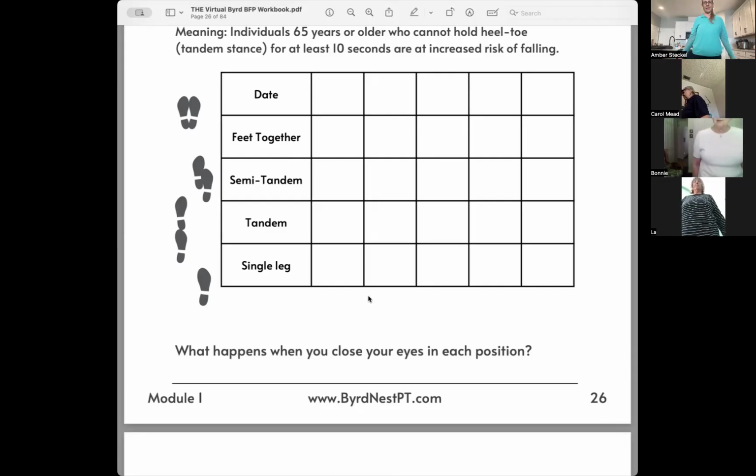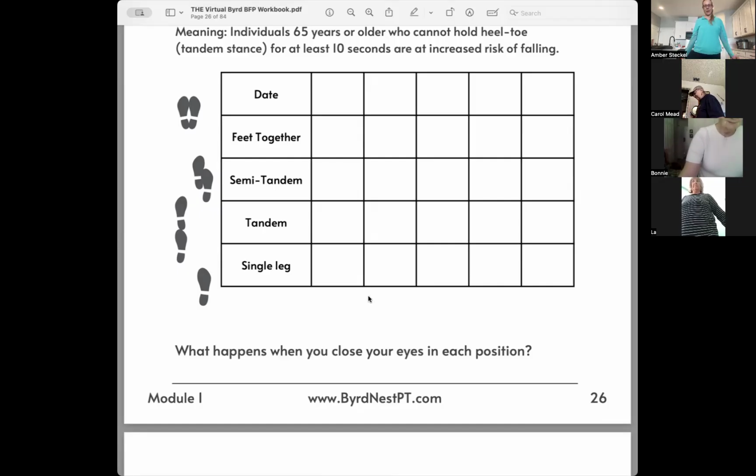I feel a little shaky doing it. Me too. I can't stand with my feet a couple inches apart if I want to be steady. Yes, I need to work on all three of these.